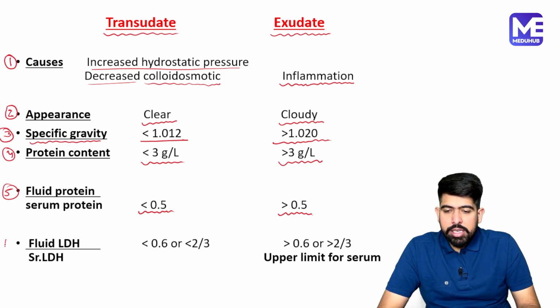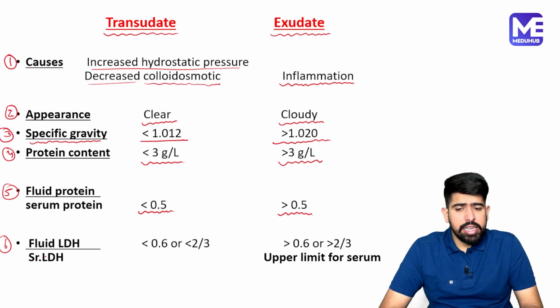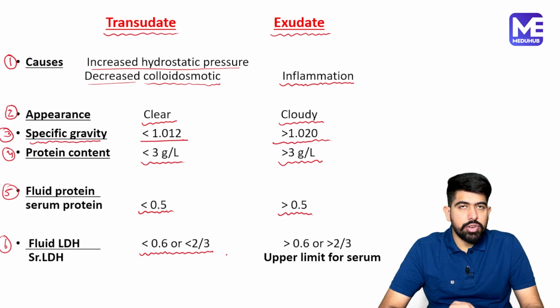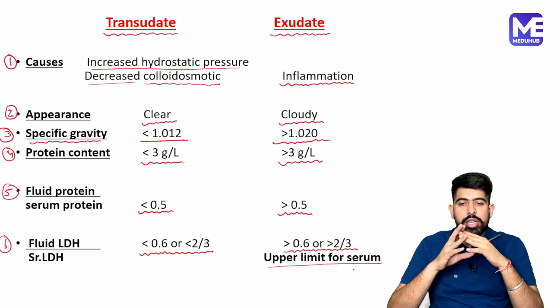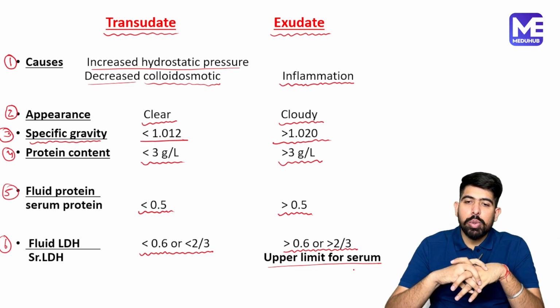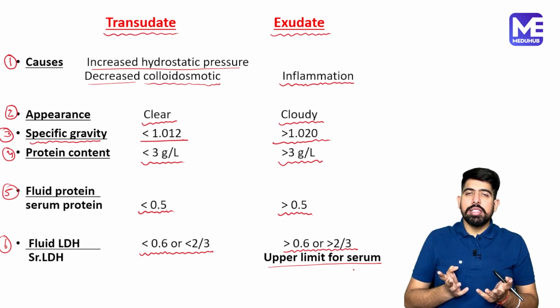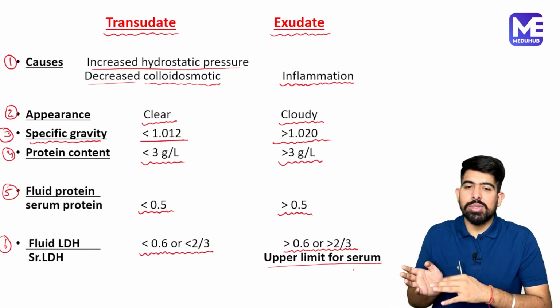And the last thing, we can count the fluid LDH and the serum LDH, right? If we divide the fluid LDH by the serum LDH, we get less than 0.6, or less than 2 by 3, for transudative. And if it is more than 0.6 or more than 2 by 3, which is the upper limit for the serum one, this will be the exudative. So this is the main difference, how we get to know whether it is a transudative or exudative pleural effusion.